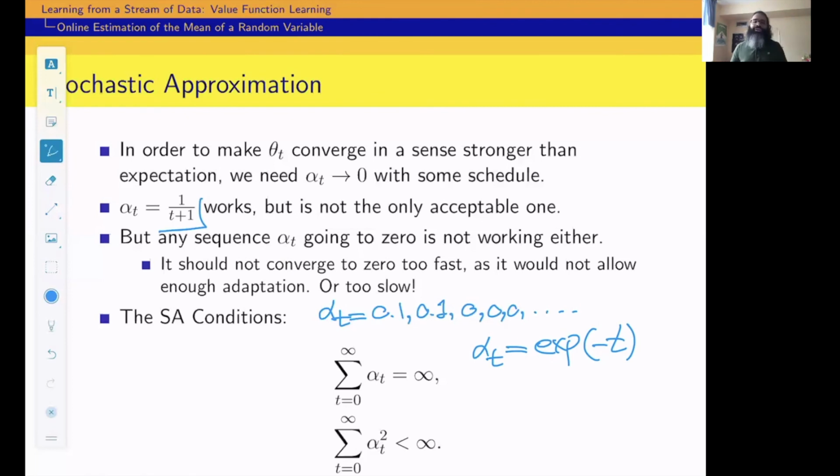But on the other hand, it shouldn't be too slow either. So what is the right condition? The right condition is that it should satisfy these two summation conditions. The first says that if we take the summation of all alpha t's, it should diverge, so it should go to infinity. The other is that if we take the summation of alpha t squared, it should converge. It should be finite.